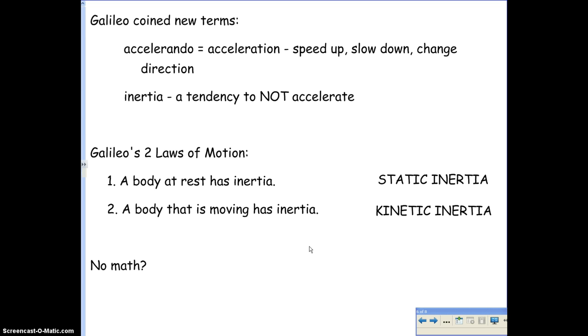Galileo basically coined the term acceleration and the term inertia. And he basically said if an object isn't moving, it has static inertia. And if an object is moving, it has kinetic inertia. Static means not moving, kinetic means moving. We talked about that already. Now, he didn't give us any math here, but basically he defined inertia as a tendency to not accelerate. And he defined acceleration as speeding up or slowing down or changing direction.